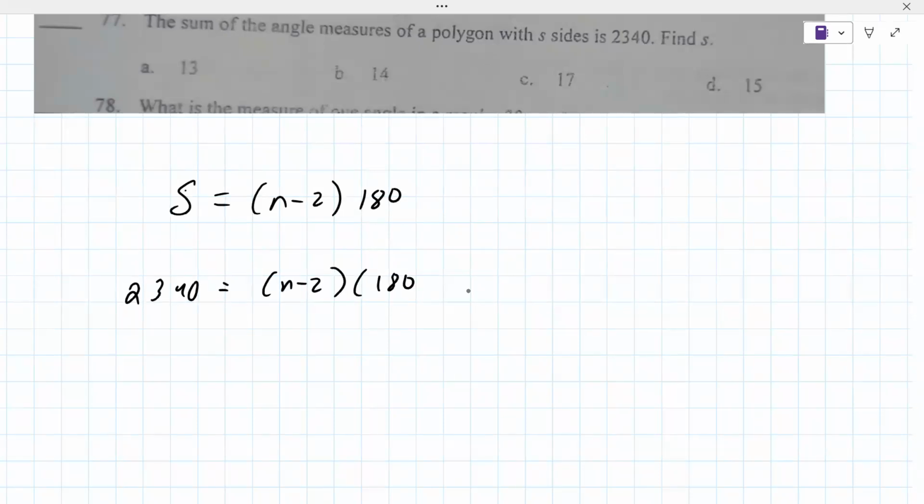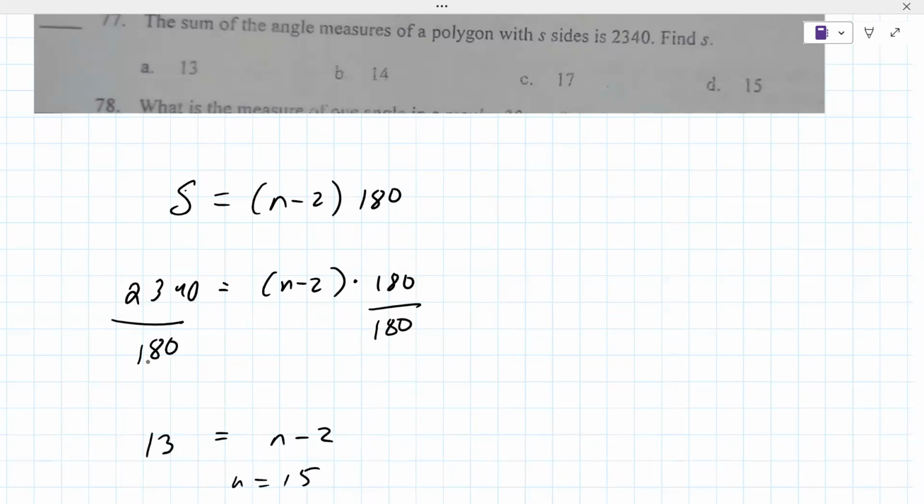So this is an example of where you could try the answers, put those in for n, or you could first divide by 180, and whatever number you get there, you add the number 2 to it. Okay. I got 15. Perfect. You mean for the 2340 divided by 180, and after adding 2? Okay, so that's 13, and then n is 15.